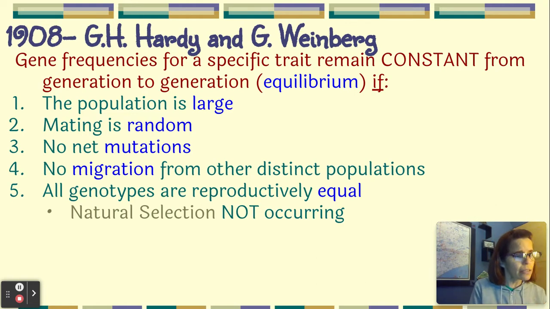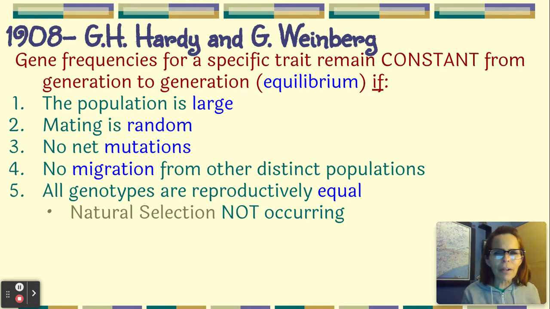Mating has to be random with regards to that trait. So I think in class I talked about earlobes. We don't choose our mates based on whether our earlobes are attached or unattached. So that's what they're talking about, random mating with regards to the trait of earlobes. We randomly mate. No net mutations. There can be an occasional mutation, but it can't start accruing in the population. No migration from other populations. And all genotypes have to be reproductively equal. So natural selection is not occurring.